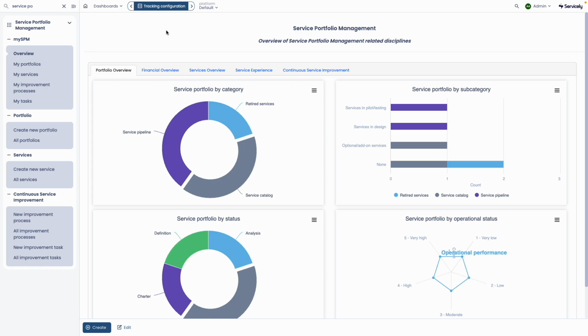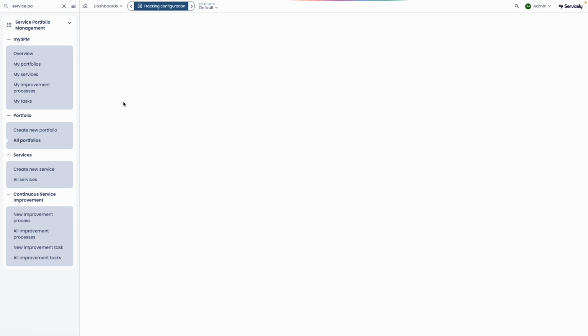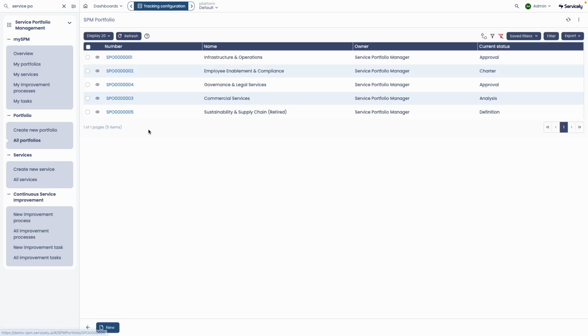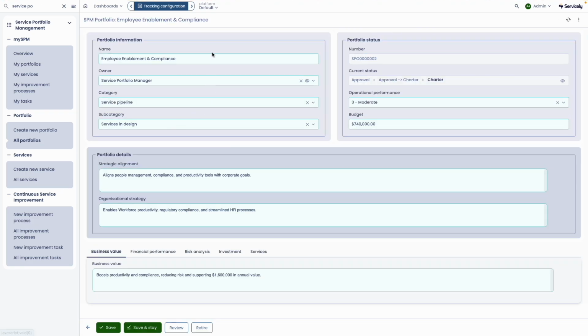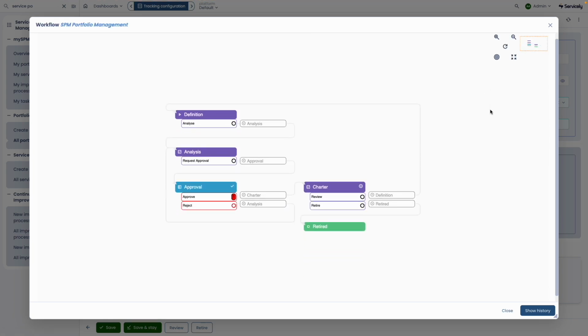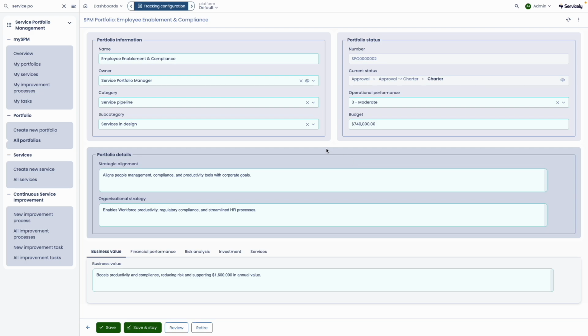The first thing we'll notice in the service portfolio management application here to the left is the fact that we have a list of portfolios. So here we can come in and see the groupings of services that we would be providing to our organization, and we can see that we have a portfolio here concentrated on employee enablement and compliance. And we can also see the state of that particular portfolio. So there is a workflow that drives our activities forward in terms of figuring out what current portfolio status we have for a particular business improvement that we're trying to achieve.